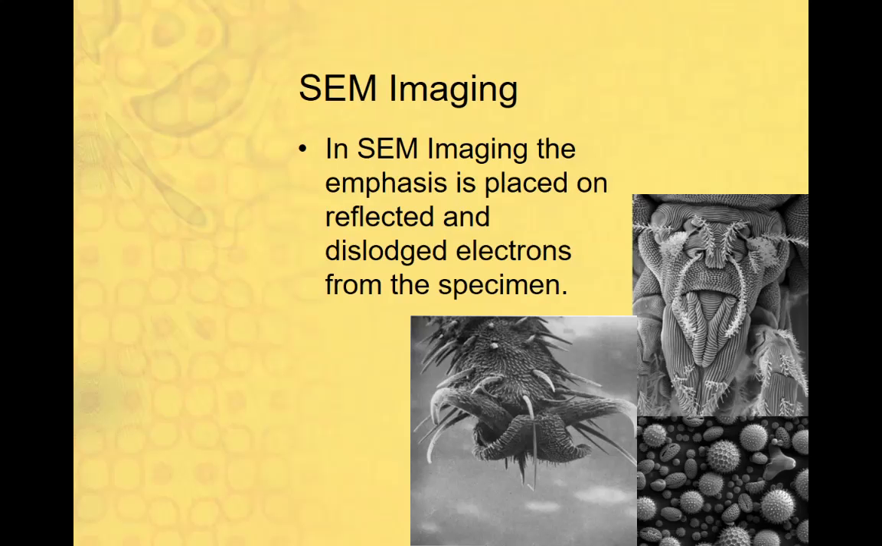Now, the SEM, as I mentioned, is you place the object inside the chamber, and then the electrons are thrown at it, and then they are reflected and dislodge electrons from the specimen, and as such we can see fairly meticulous three-dimensional images. Does anybody want to guess what these are pictures of?